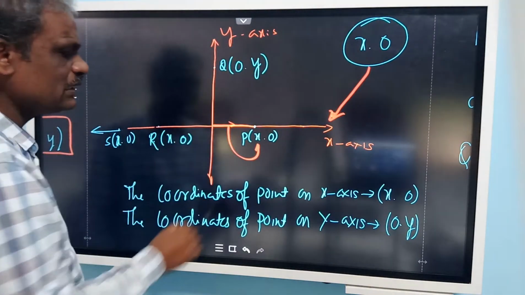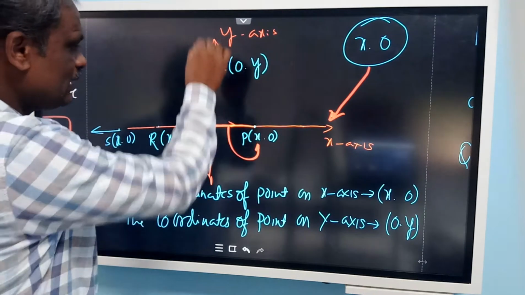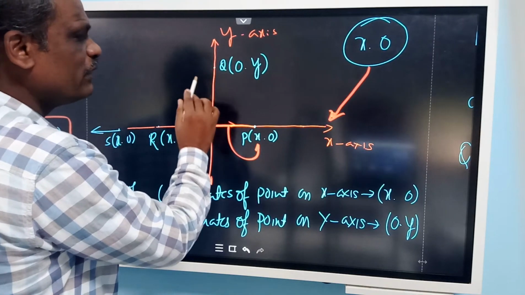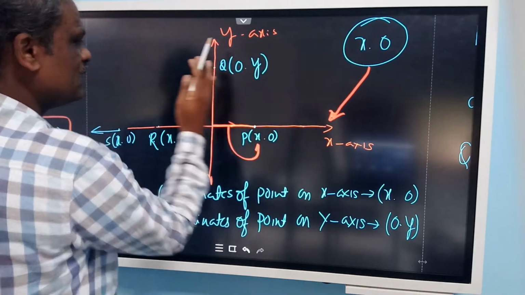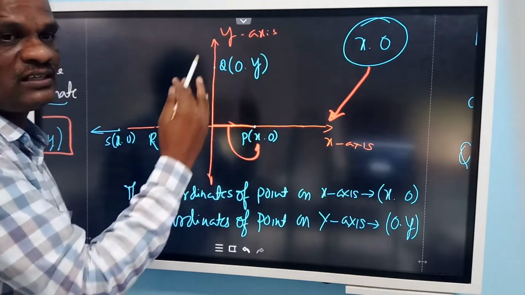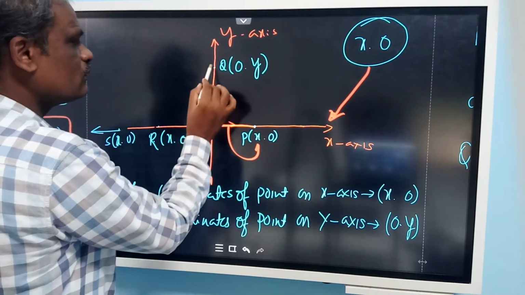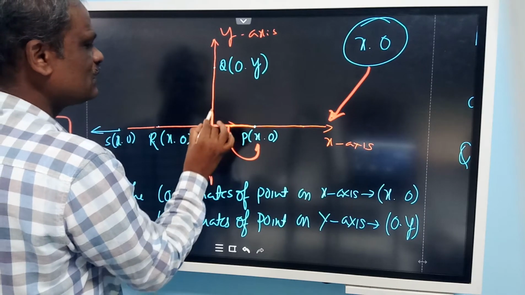Now let us take points on the y axis. Very important thing, listen carefully. For a point on the y axis, you are not moving along the x axis or parallel to the x axis. You are not moving this side or this side. So that means the x value is 0, so the x coordinate is 0. But to reach this point Q from here, you have to move a distance this much. This is called y.